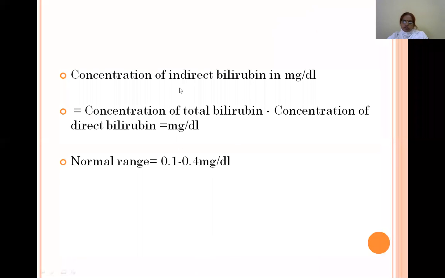Now see the concentration of indirect bilirubin, expressed in milligrams per deciliter. Concentration of total bilirubin minus concentration of direct bilirubin gives the indirect bilirubin. The estimation of indirect bilirubin by calculation is concentration of total bilirubin minus concentration of direct bilirubin, in milligrams per deciliter. The normal range of indirect bilirubin is 0.1 to 0.4 milligrams per deciliter.